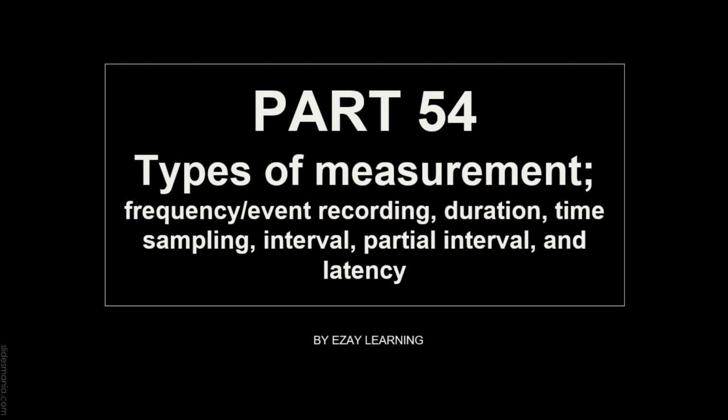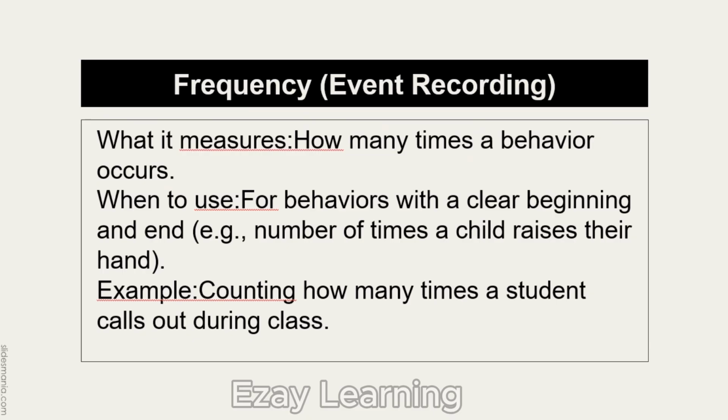Today we are going to cover types of measurement as part 54 of our ABA exam preparation series. We will be covering different types of measurement. Basically, we will cover the ways we can measure behavior, and these include frequency, event recording, duration, time sampling, whole interval, partial interval and latency. Starting with frequency, event recording, what it measures is how many times a behavior occurs.